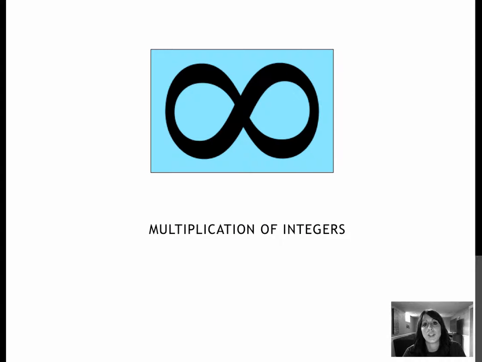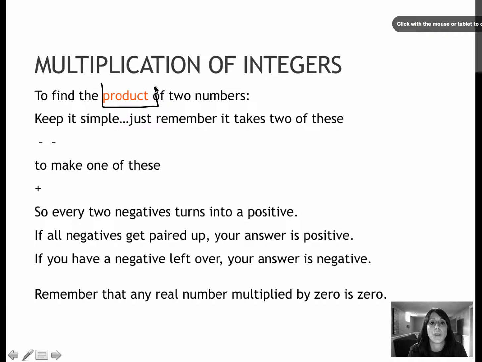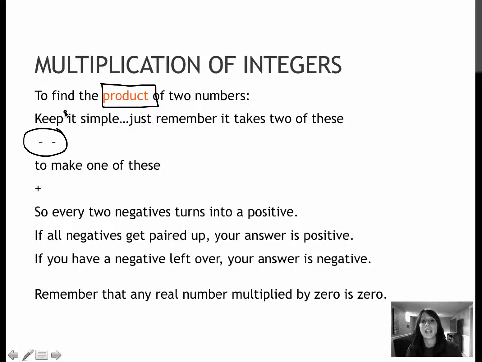This lesson is on the multiplication of integers. Remember when we're finding the product, and product is that word that means the answer to a multiplication problem. So when we find the product, we're just going to keep it simple. Remember that it takes two negative signs to come together to make a positive sign. So if you have two negatives that are multiplied by each other, then your result is positive.